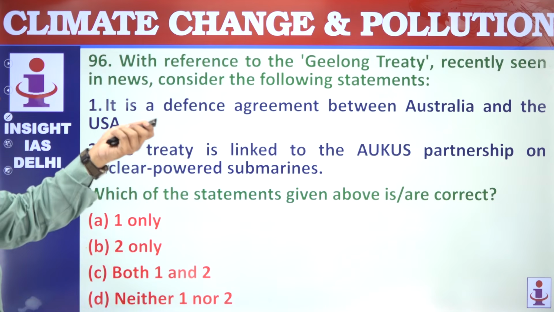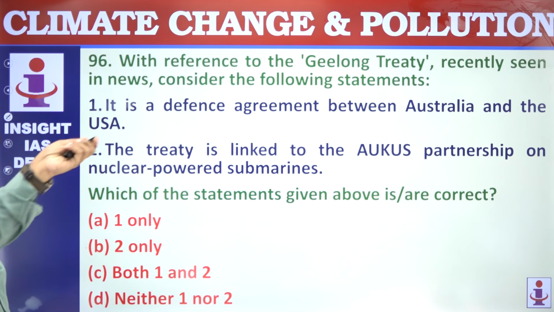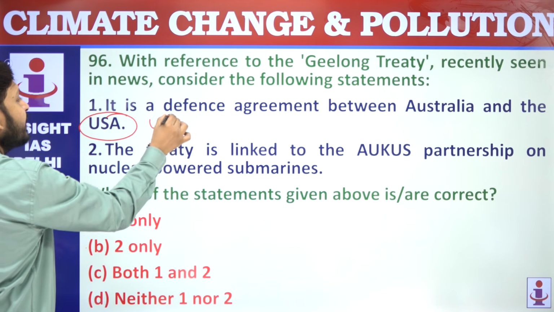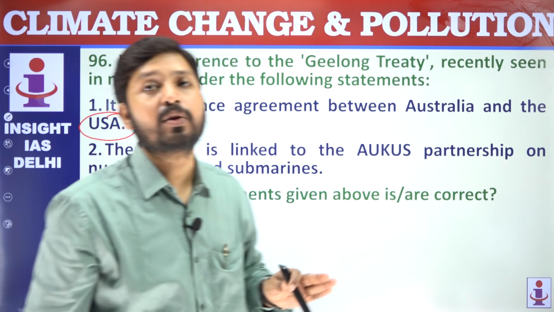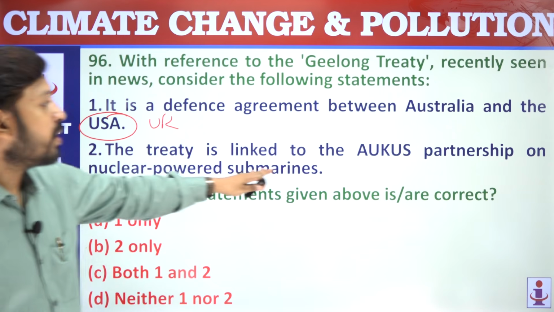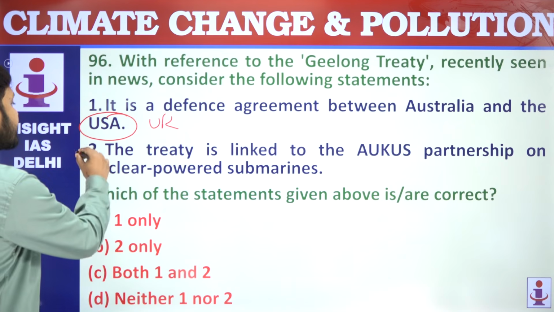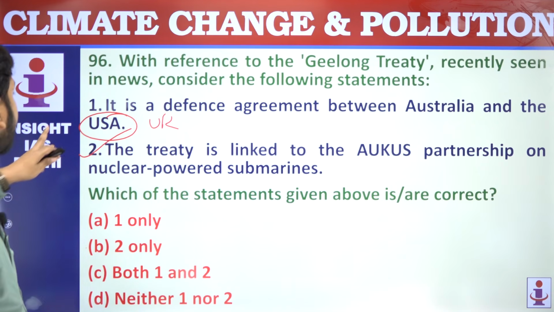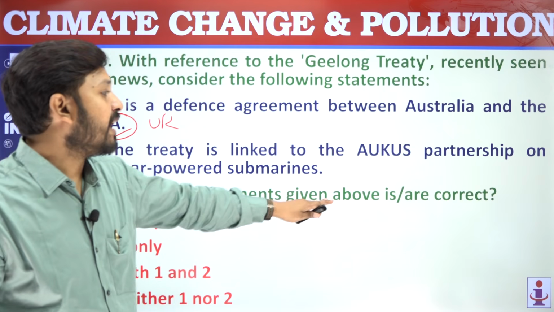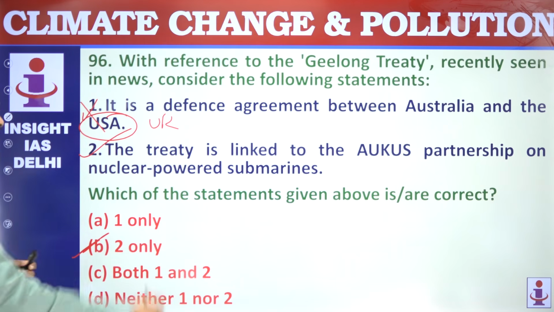Okay, so with reference to the Geelong Treaty recently seen in news, consider the following statements. It is a defense agreement between Australia and the USA. It is not the USA, it is between Australia and the UK, especially with respect to submarines. The treaty is linked to the AUKUS partnership on nuclear powered submarines. Yes. So the first statement is wrong, the second statement is correct. Only the second one is correct. Yes, B option is the right answer for us.